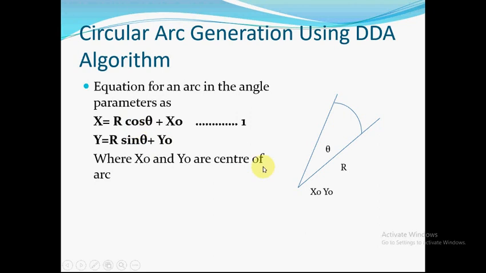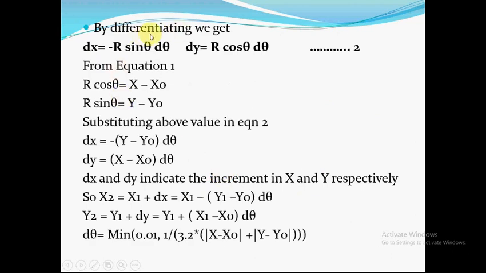This theta is the angle you are starting from, x0 is added over here, r is the radius and cos theta uses the angle. x0 and y0 is the center of the arc. By differentiating, we get dx = minus r sin theta d theta and dy = r cos theta d theta. From equation 1, r cos theta = x minus x0 and r sin theta = y minus y0. Substituting these values in equation 2, we get dx = minus (y minus y0) d theta and dy = (x minus x0) d theta.